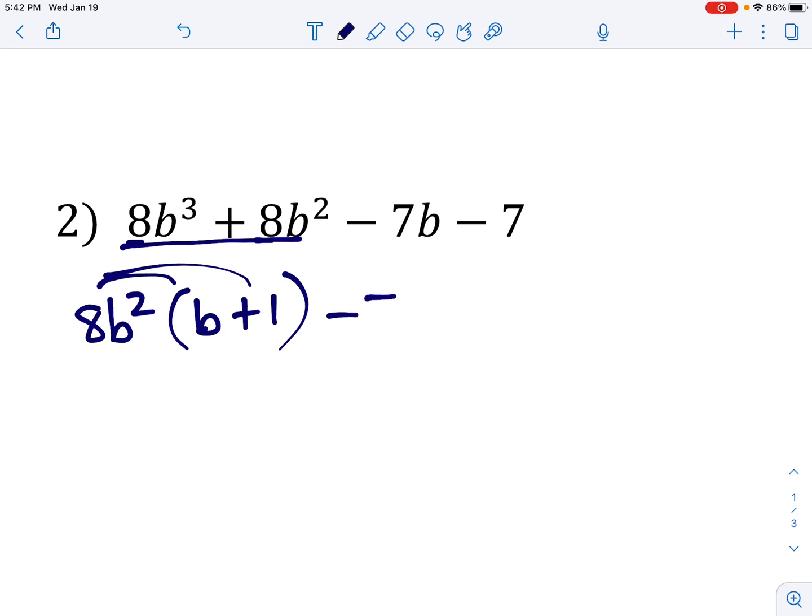Okay, minus, I can take out a 7 because they both have a 7. So I'm taking out a negative 7, and I'll be left with b plus 1.